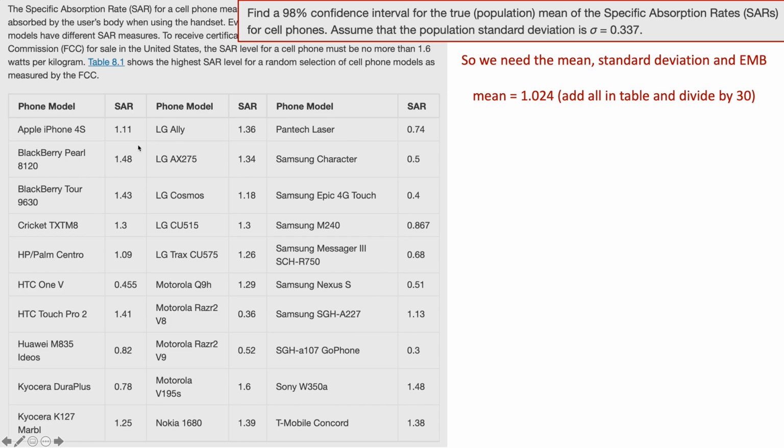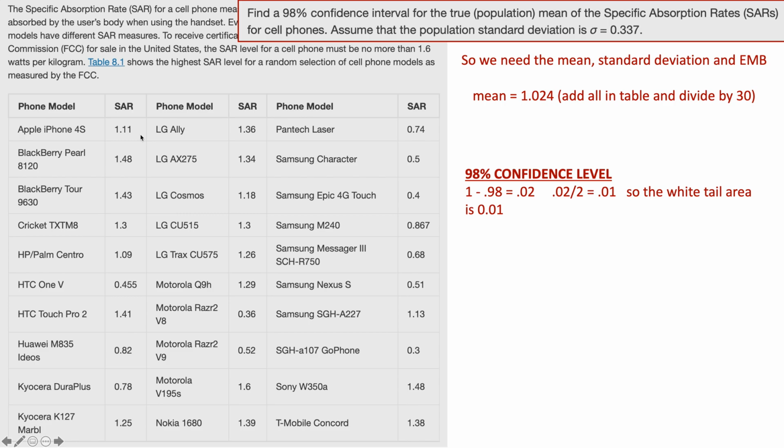So when you did what I told you to do about putting all the values in list 1, and then dividing, you could put them all in the table, divide by 30. You could do that. Or you could just enter them into list 1, and list 1 will give you the values. Now, we want a 98% confidence level, just like before.